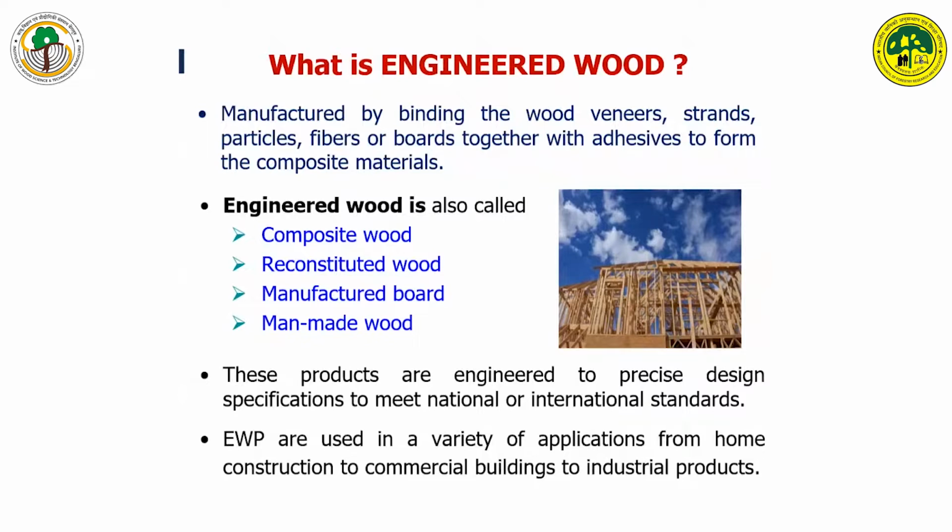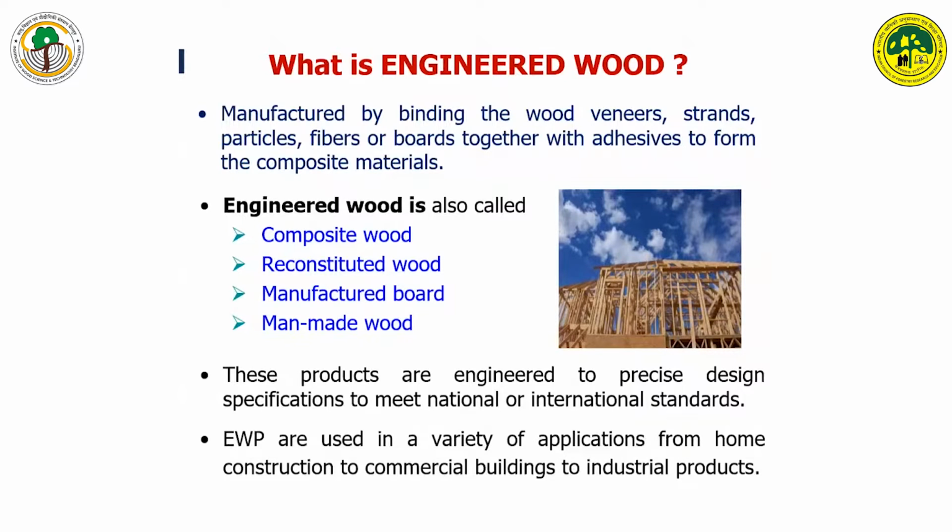To give a brief introduction to engineered wood, we can see some slides over here. Engineered wood is produced as follows: a log can be converted into different wood elements like veneer, chips, fibers or flakes, and these wood elements can be reassembled with some adhesive to make the composite material. This will give us engineered wood composite. These composites are also called composite wood, reconstituted wood, manufactured wood, and also man-made wood.